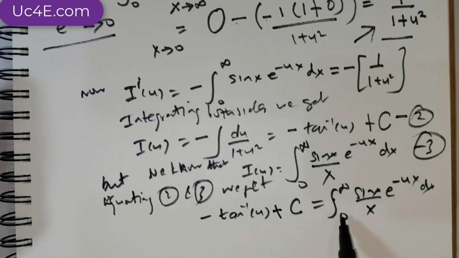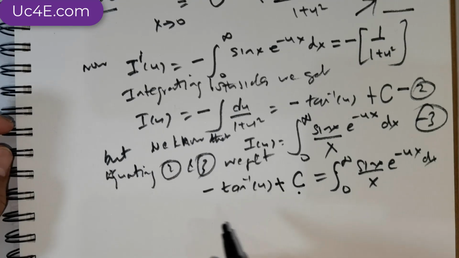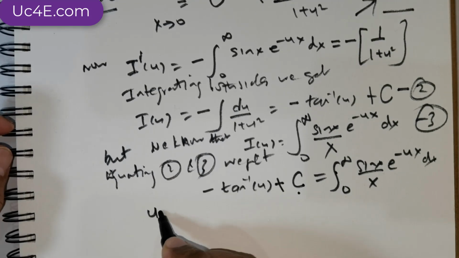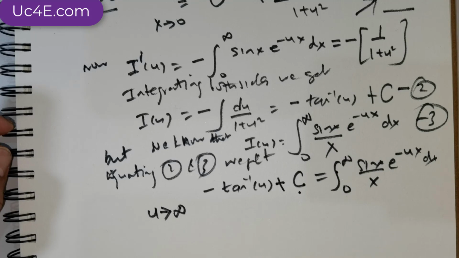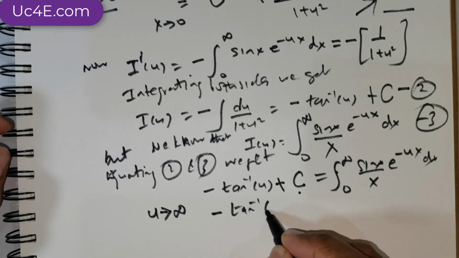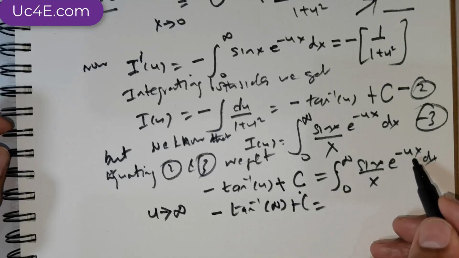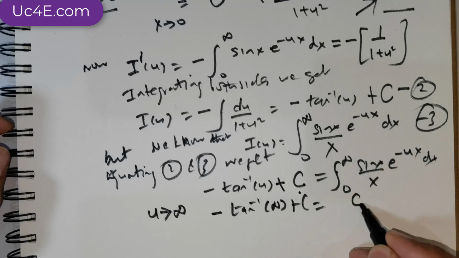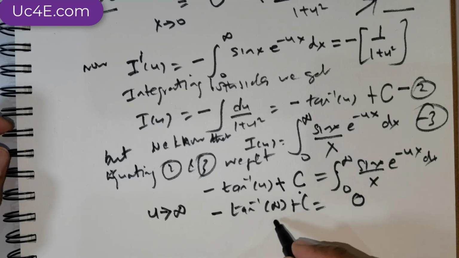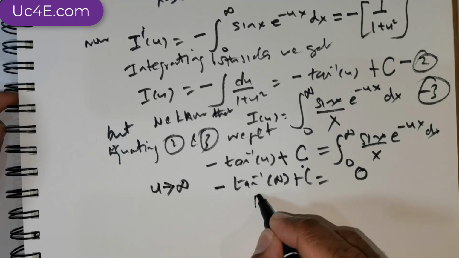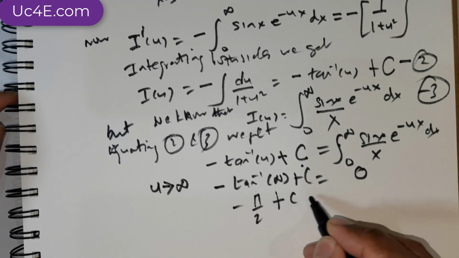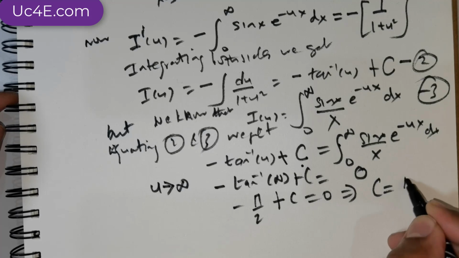So clearly we can see that the limits are stretching from 0 to infinity. Now I need to get the value of c. So let me allow u to tend to infinity. Setting u tending to infinity, what happens? This is going to be negative tan inverse of infinity plus c. Now when u tends to infinity, e raised to the power of negative u times x will become equal to 0. So this is going to be equal to 0. But tan inverse of infinity is going to be pi over 2. You've got a negative sign, plus c is equal to 0. This implies c is equal to pi over 2.